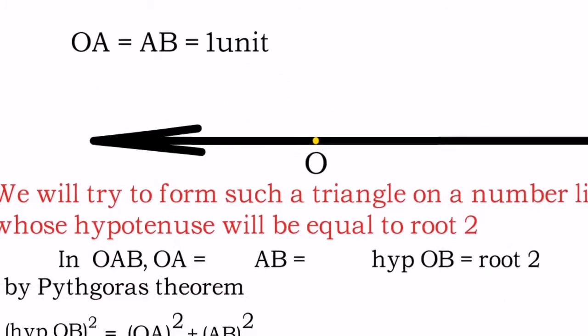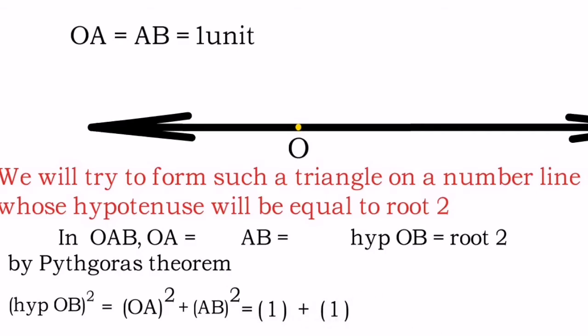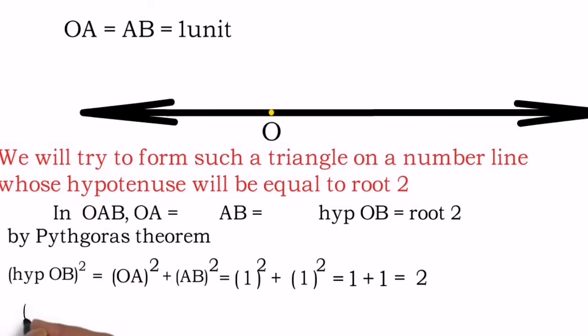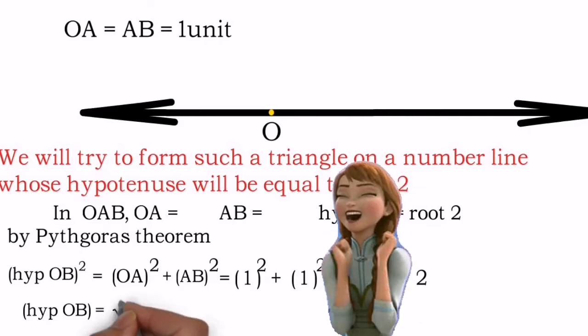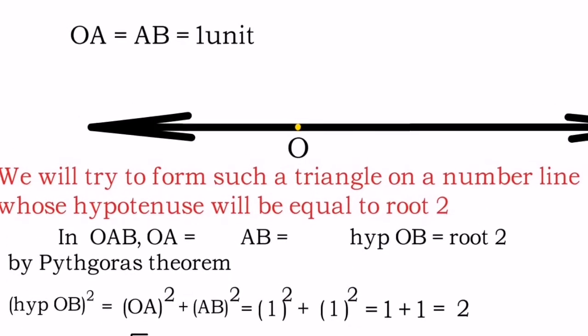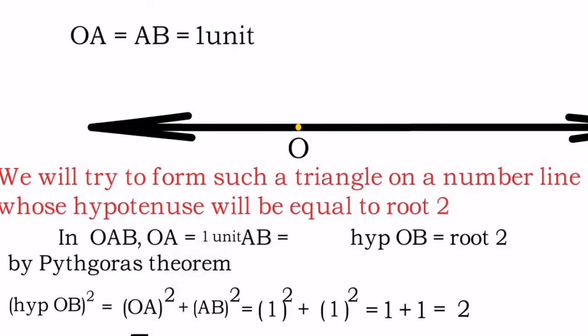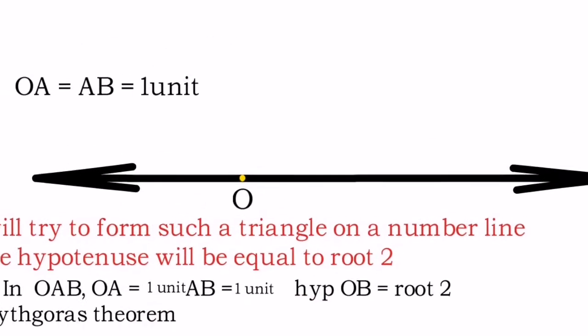So let's consider OA and AB equal to 1 unit, so that we can get the hypotenuse equal to root 2. According to the formula, we have to square the sides. Correct? The 1 square is 1, and when we add those two sides after squaring them, we get the result 2. And as we require hypotenuse OB square equal to 2, when we shift that square to the other side of the equality, we get the value root 2, and that's what we needed. Correct or not? Yes. So it is only possible when we take OA and AB equal to 1 unit.